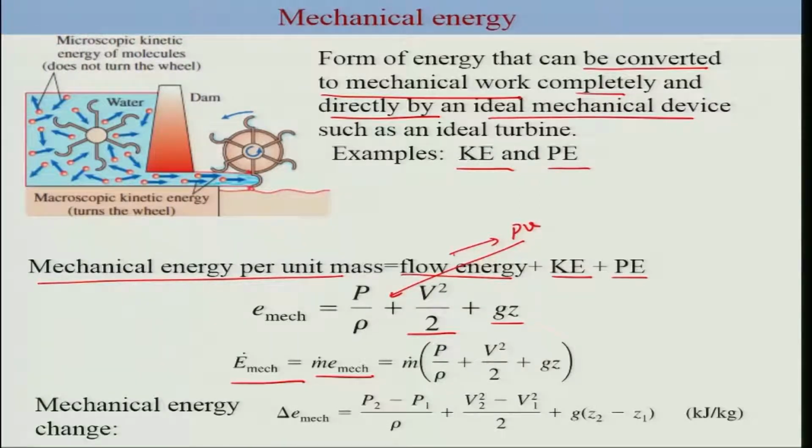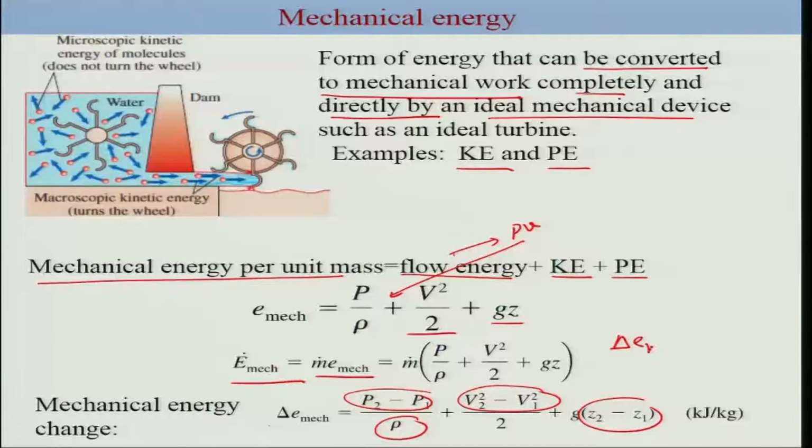So you can find the change in the mechanical energy for an incompressible fluid. It will simply be the difference in pressure, the difference in kinetic energy, and the difference in elevation. So in case of a system which does not have any change in pressure or difference in velocity, or is particularly static and the elevation is not changing, in such a case your delta E mech is going to be 0.